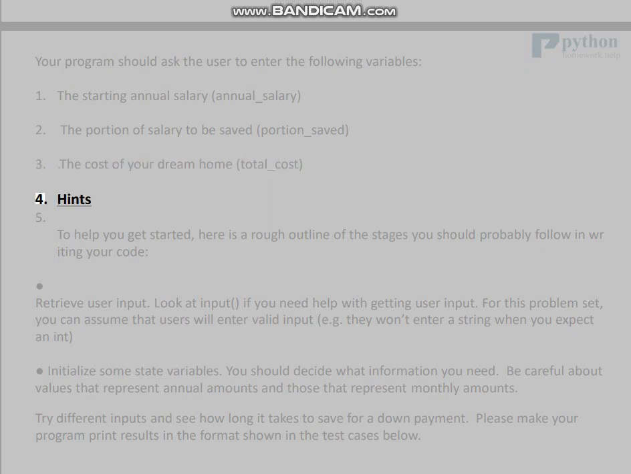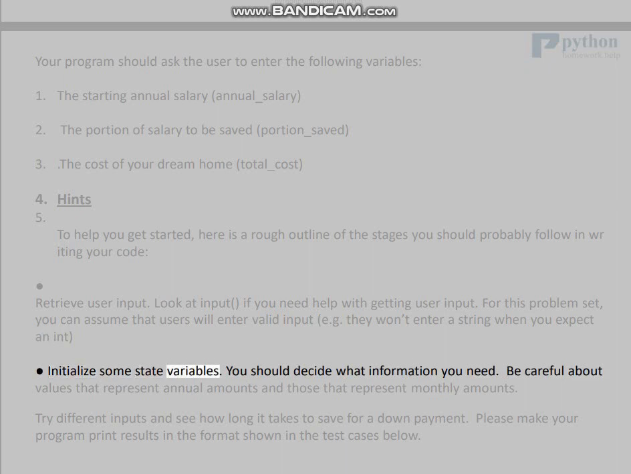Hints. To help you get started, here is a rough outline of the stages you should probably follow in writing your code. Retrieve user input. Look at input if you need help with getting user input. For this problem set, you can assume that users will enter valid input, e.g. they won't enter a string when you expect an int.